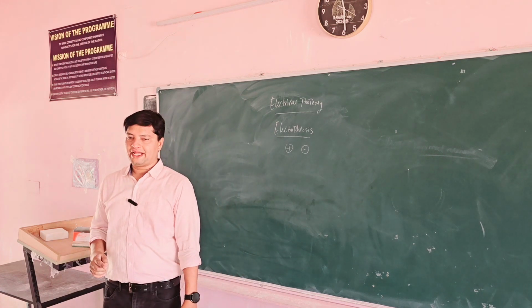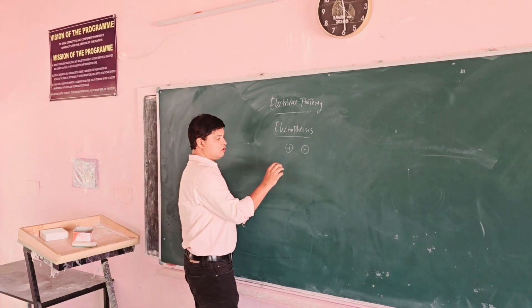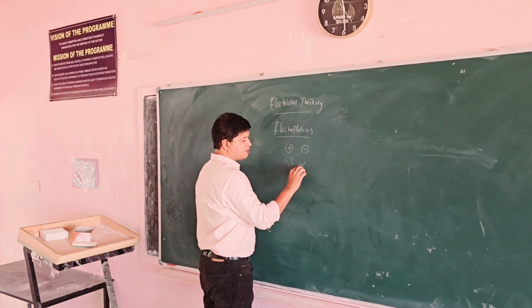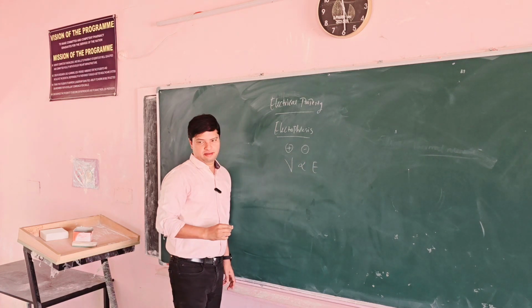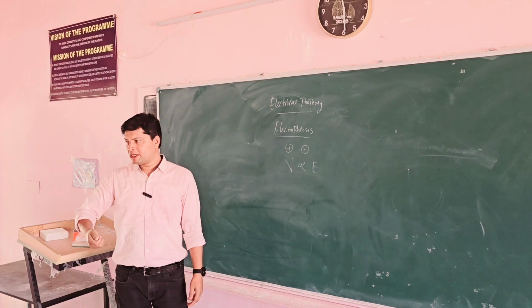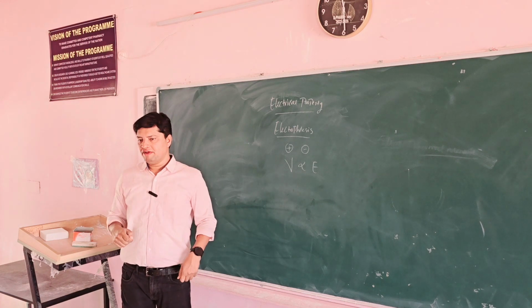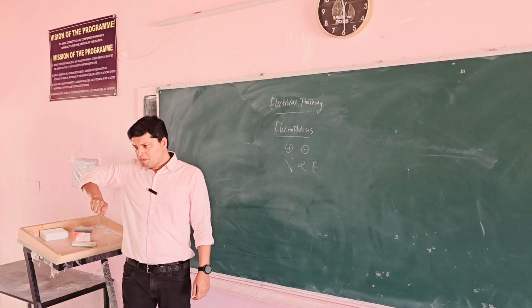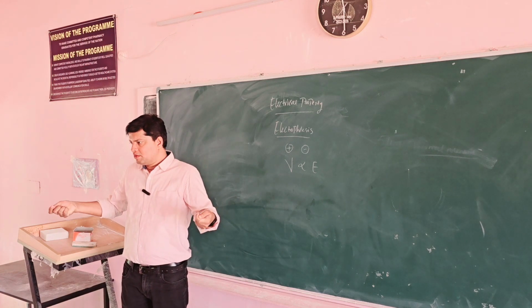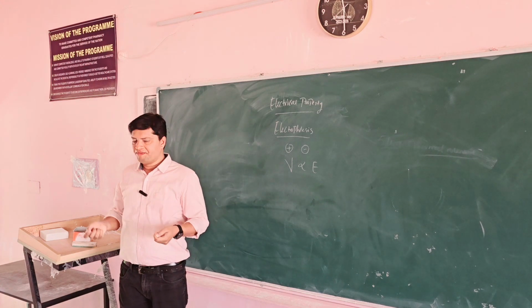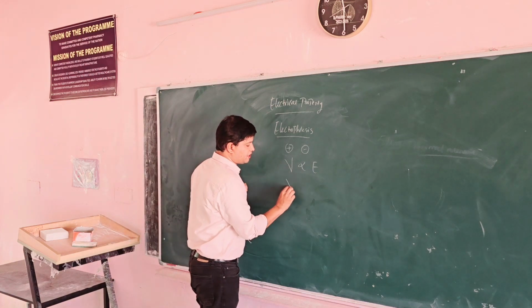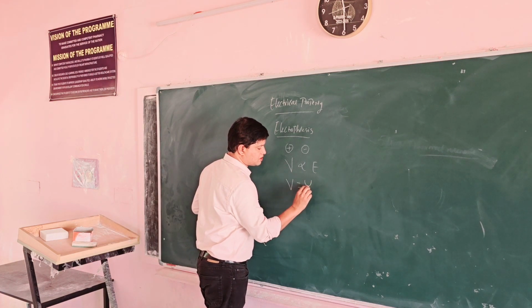Then next. Your movement is directly proportional to applied potential. If you apply more potential, they will move faster. Less potential, they will move slower. You got what I am saying? More current, they move fast. Less current, slow. So removing the proportionality sign, we get some constant.